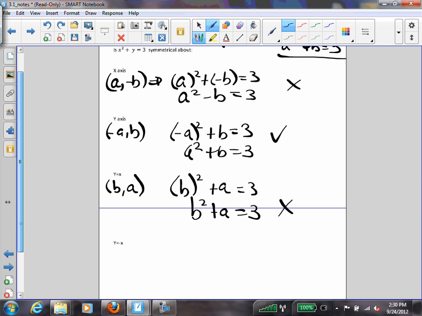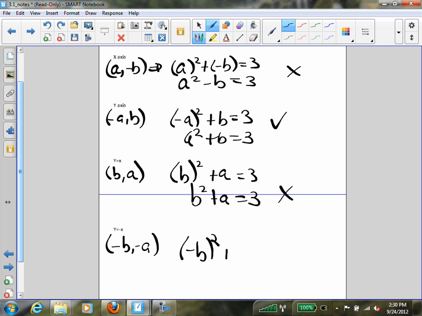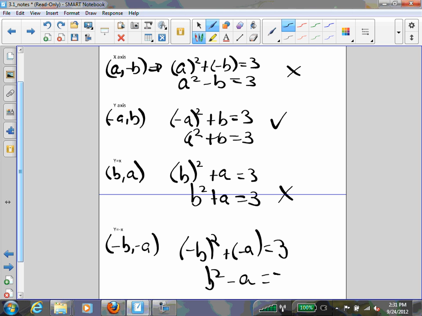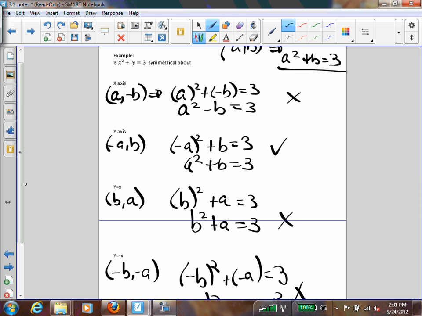And the line y equals negative x, what am I inputting? Yep. And so I'm going to get negative b squared plus negative a equals 3. b squared minus a equals 3, right? Does that work? No. So the only thing that this one is symmetrical to is what? Y-axis. So do you know what this looks like?